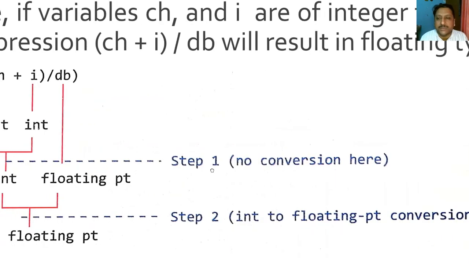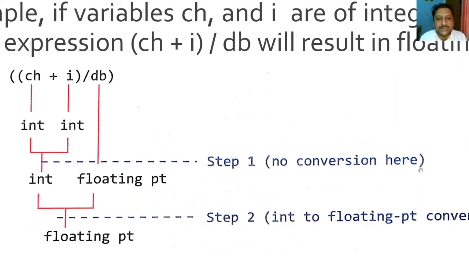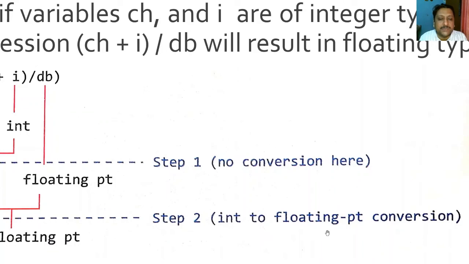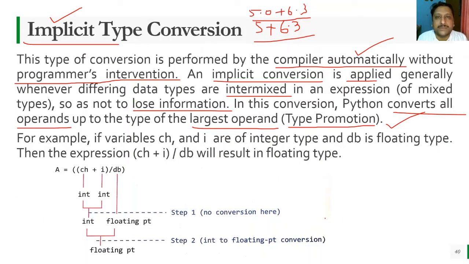So in the first step, no conversion happens because both values are of integer type, the same type. But in step 2, int is converted to floating point. Conversion is done where different data types are obtained, and it happens automatically. We do not have to do anything for implicit type conversion to happen.